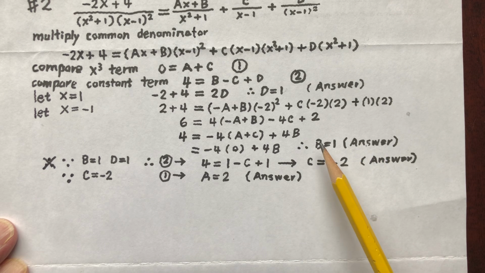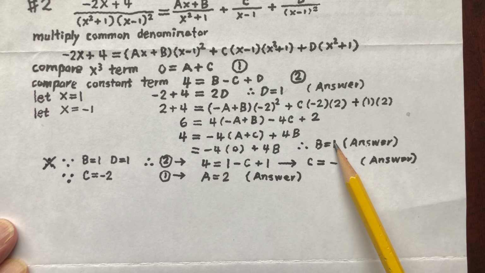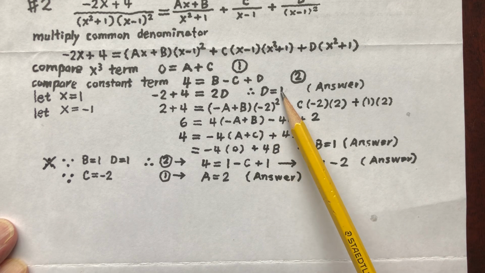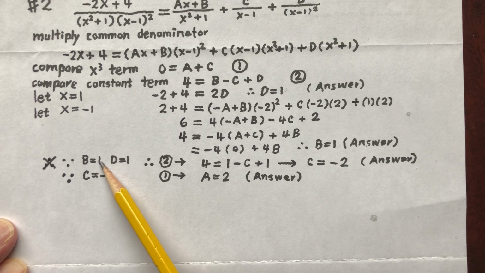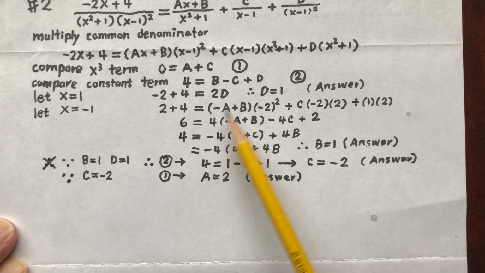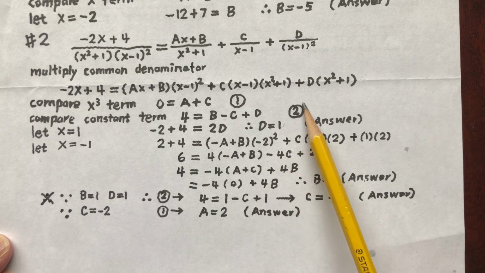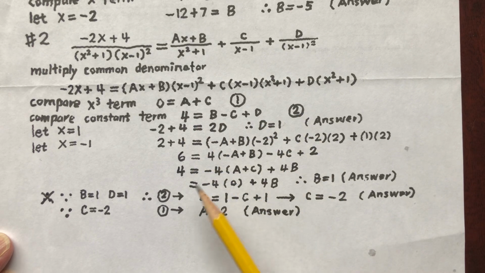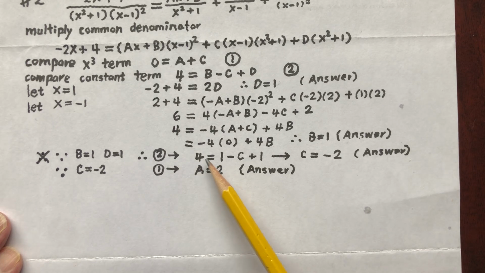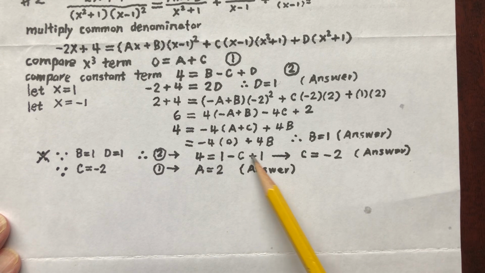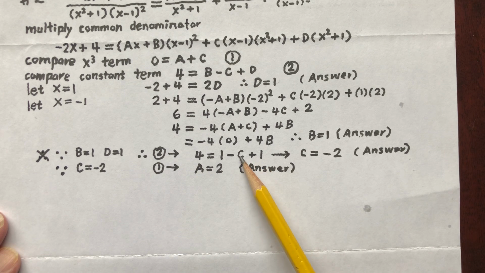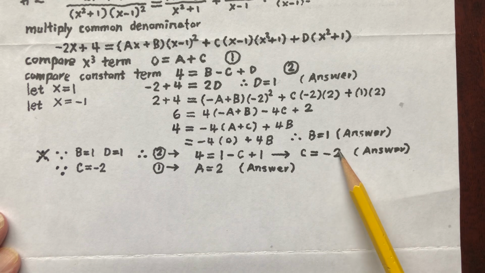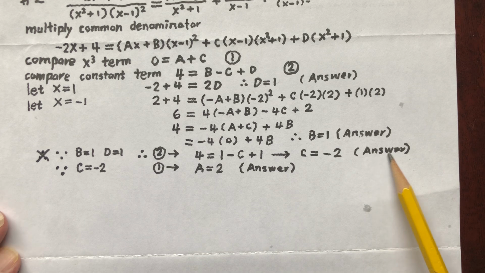Now, I have b equals 1. And here, d equals 1. So, because b equals 1, d equals 1, then equation 2 becomes 4 equals 1 minus c plus 1. I can find c now. c is negative 2. That's one of our answers.